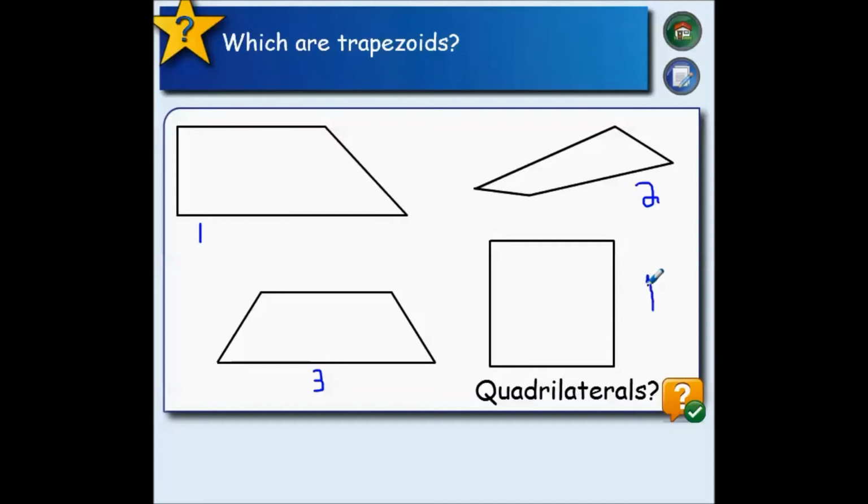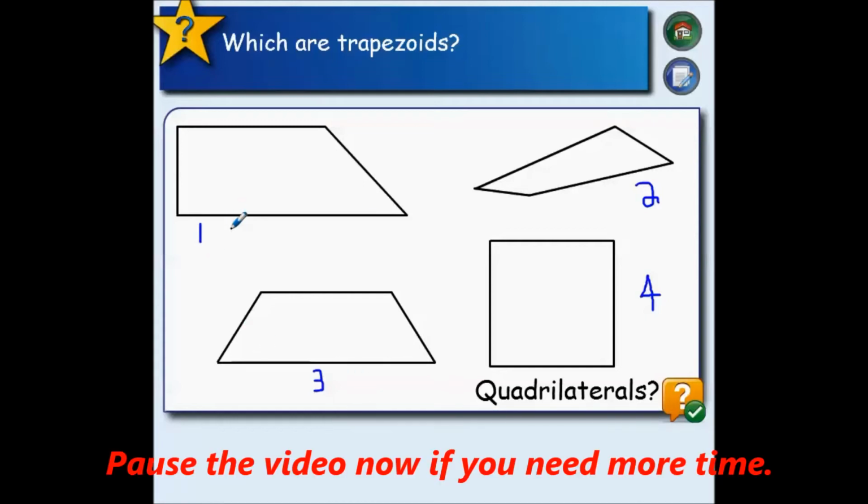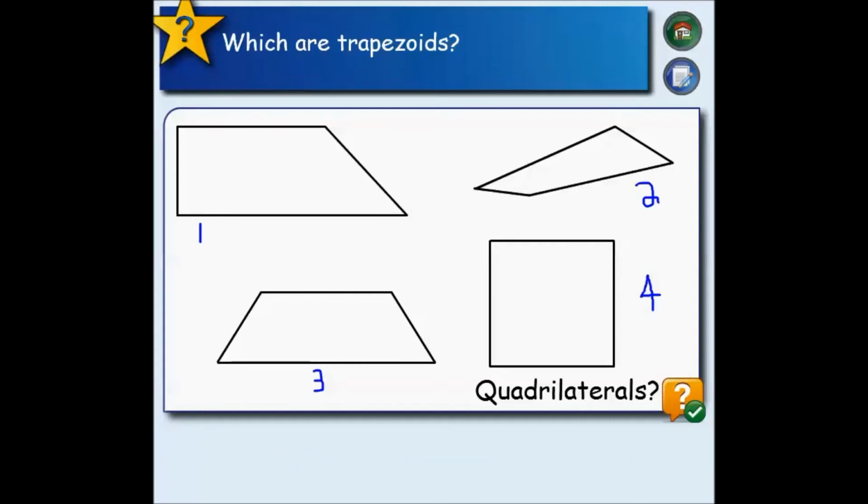So in your notebook right now, I want you to test yourself and figure out which one or which ones of these quadrilaterals are trapezoids and which ones are not. So for number 1, would you say yes or no? 2, yes or no for being a trapezoid. 3 and 4. And then let's look at these.